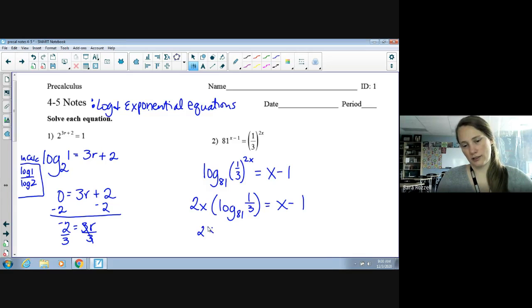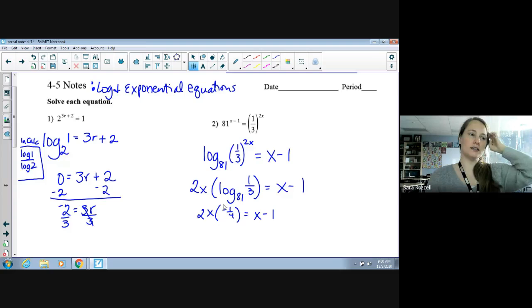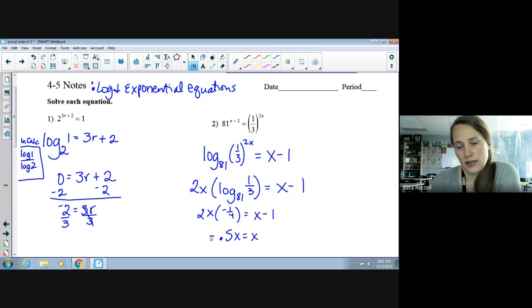So we've got 2x times negative 1/4 equals x minus 1. We'll just multiply it times 2. And now we're ready to go. So this is negative 1/2 or negative 0.5x equals x minus 1.